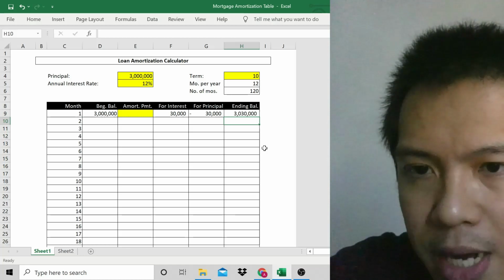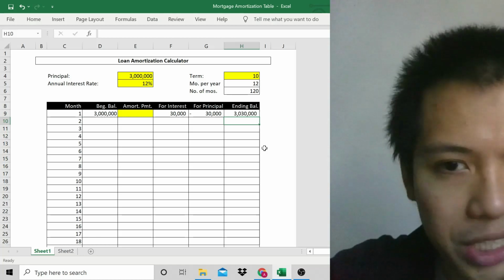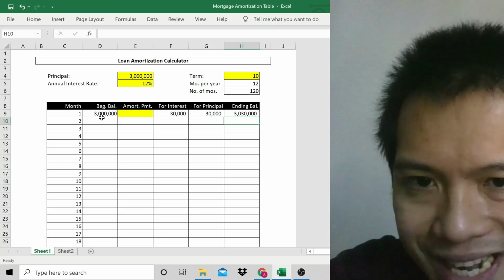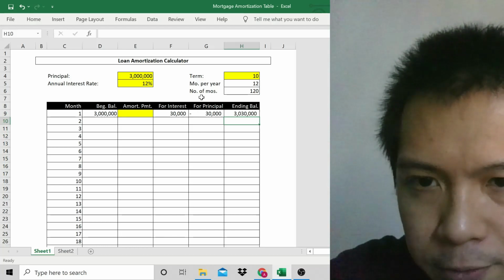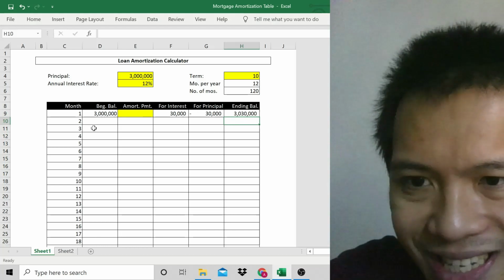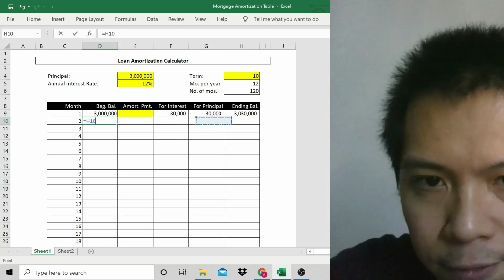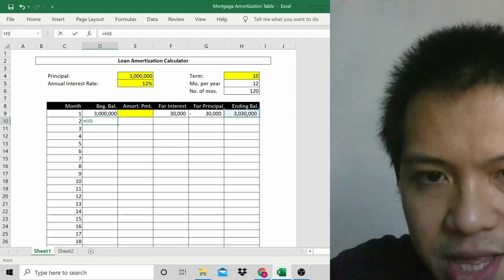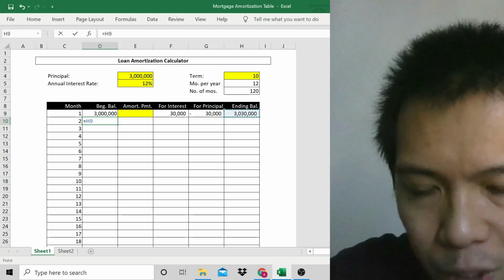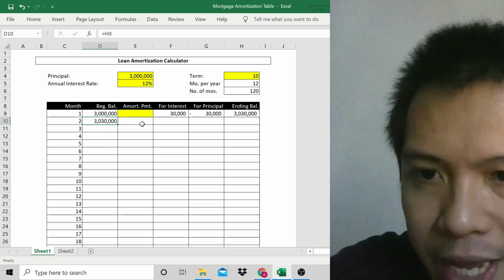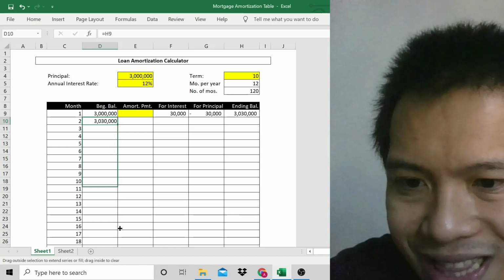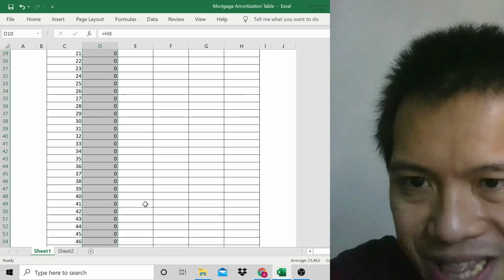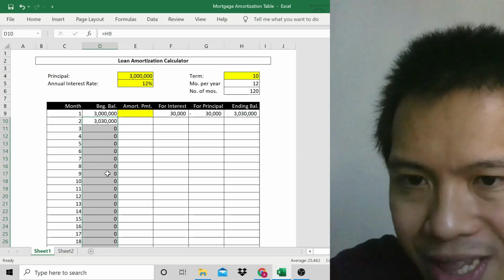Okay, so let's now populate the entire table with the formulas. Beginning balance of the first month less the principal payment from the amortization is equal to ending balance. The end of the first month is the beginning of the second month. So I'm going to just put this equal to H9. The beginning of the second month is equal to the ending of the first month. Okay, so we will do this until the last month, which is month 120. Okay, we're going to populate it with the same formula.